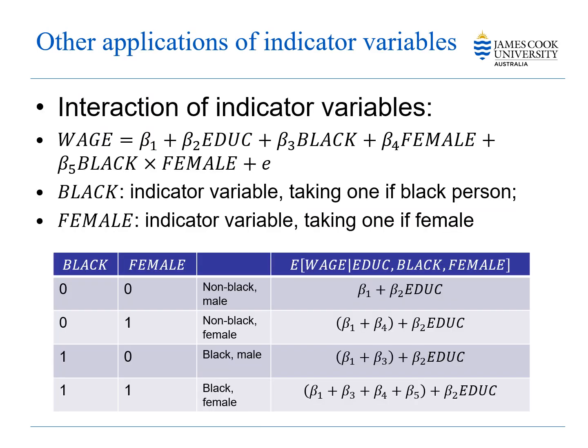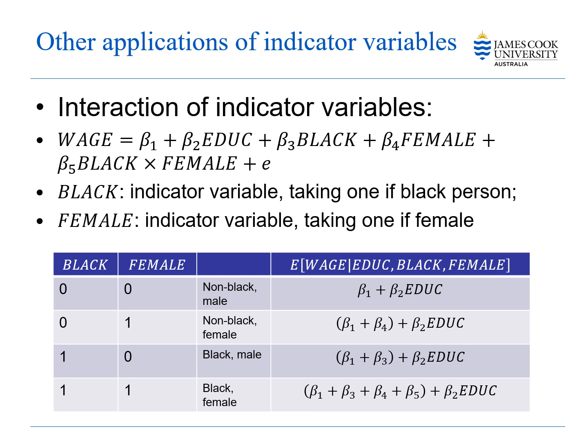Okay, so that's the application of indicator variables in regression models. We can use indicator variables to allow the intercept to be different, and to allow the slope to be different. There are other applications of indicator variables.